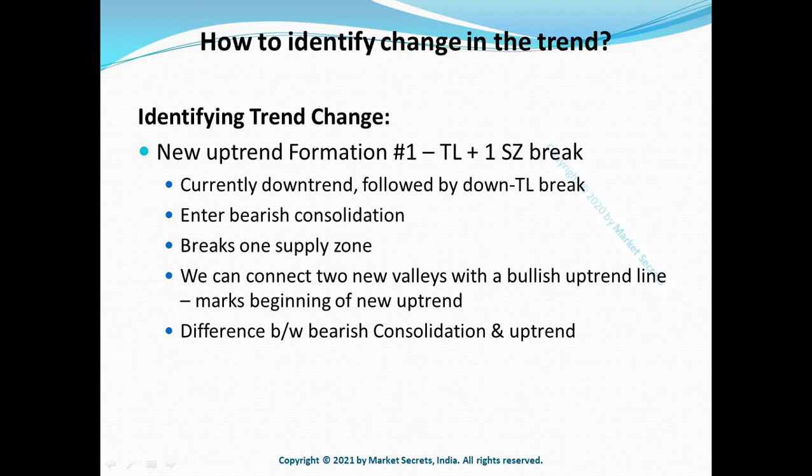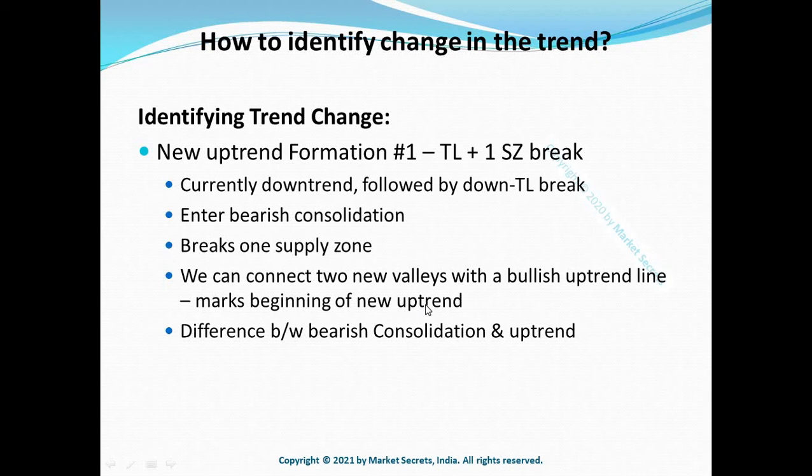So in simple terms, the only difference between bearish consolidation and an uptrend here is that we'll be able to draw a proper bullish uptrend line. If that had happened, we have moved from bearish consolidation to an uptrend. So initially stock was in a downtrend, it moves down, breaks the trend line, enters the bearish consolidation and then breaks the supply zone, and then it forms two new valleys, and if that had happened we'll be able to draw the trend line, and the moment we draw the trend line we are in a new uptrend. So this is the flow for possibility number 1.